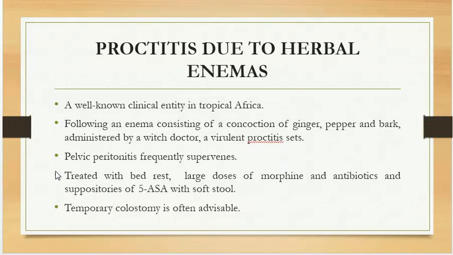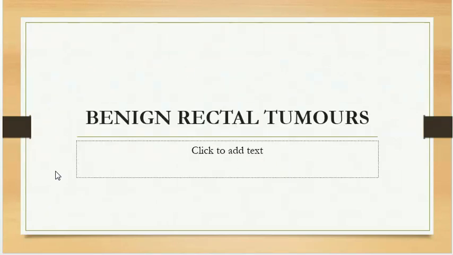These are treated with bed rest, large doses of morphine and antibiotics, and suppositories of 5-aminosalicylic acid with stool softeners. Temporary colostomy is sometimes done in these patients with proctitis due to herbal enema. So this was all about proctitis, its types, non-specific and specific, and the specific infections leading to proctitis that we have talked about, and their treatment. Now we come to the benign rectal tumors.